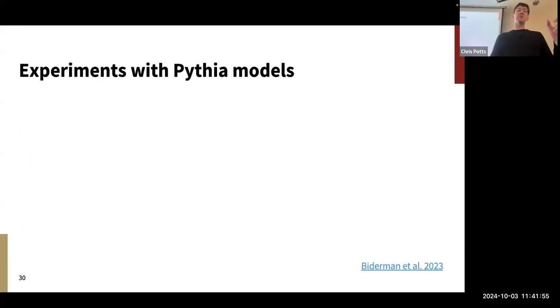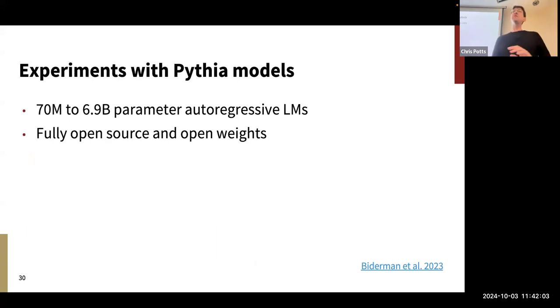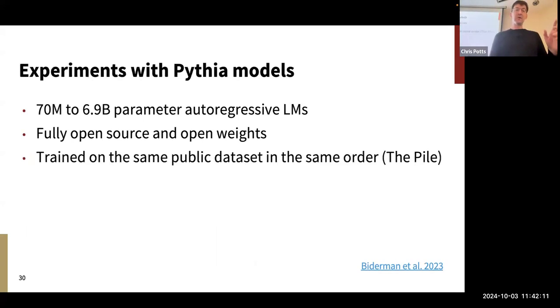For the core of this work, we use the Pythia family of models. This is a family of models ranging from 70 million parameters to about 7 billion parameters. They are fully open source and open weight. This is a wonderful gift to the community that they were so open about the protocols, the models, and everything else. They're all trained on the same public data set in the same order, very nicely controlled in terms of the evidence that they got.